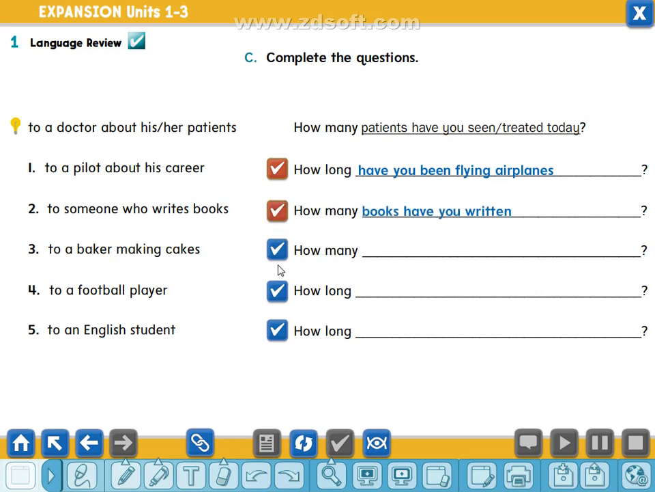To a baker making cakes, how many cakes have you made? Present perfect simple. To a football player, how long? Here we use the present perfect progressive. How long have you been playing football? To an English student, how long have you been learning or studying English?